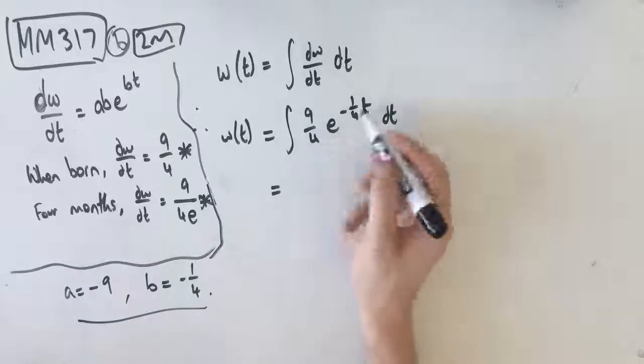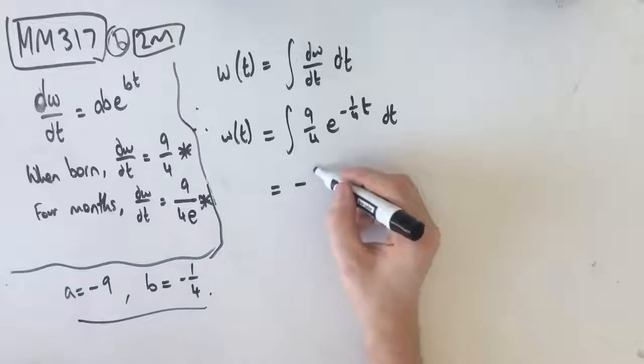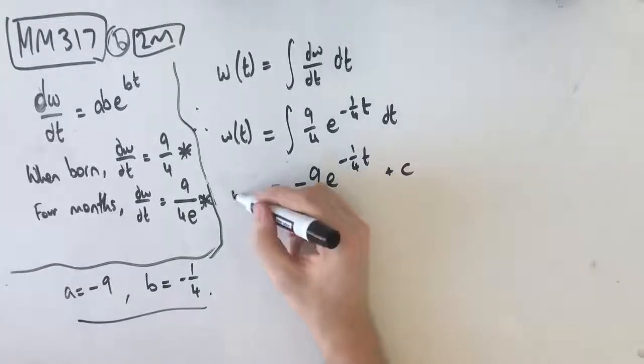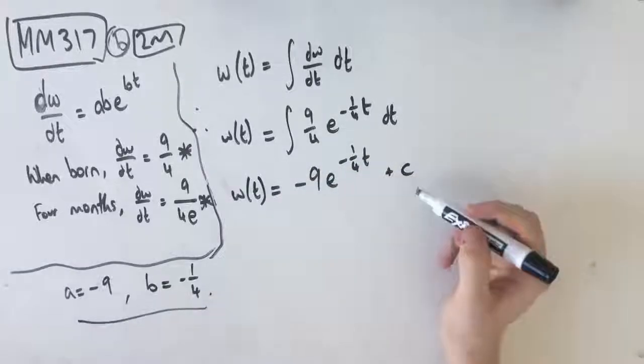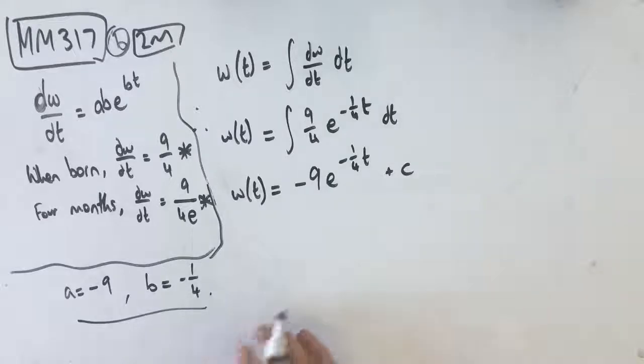We do 1 over that at the front of the equation, which means that we end up getting negative 9e^(-1/4 t) + c, right? So we need that plus c at the end because we know that it needs to have a constant at the end. We always have to do that with antiderivatives like this.